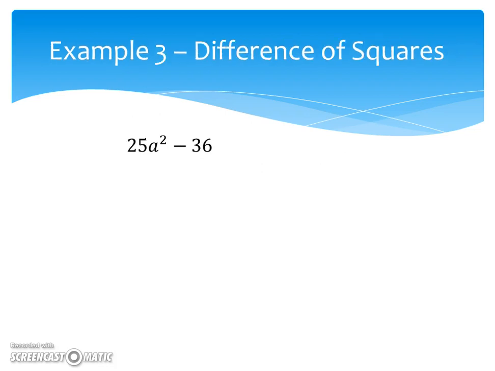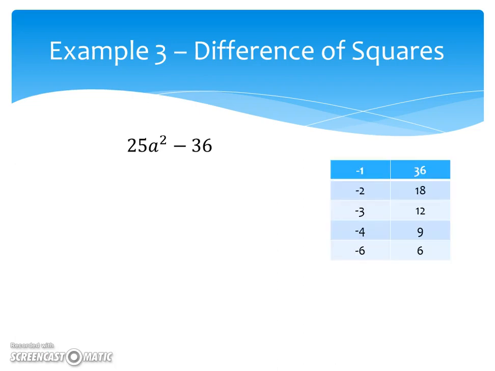So now let's look at a special case. This is difference of squares. Notice that 25 and 36 are both perfect squares, and that a squared is a perfect square. There is no b term. In fact, in this question, b is 0. So when we make our factor chart of 36, what we're looking for is when the pair makes 0. And the only case is -6 and +6.